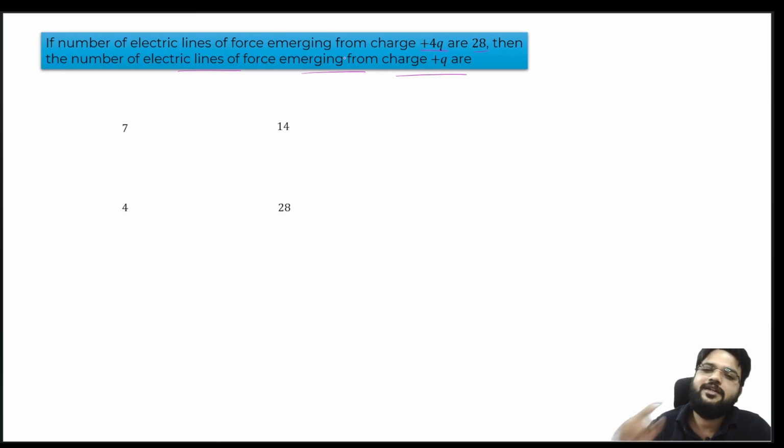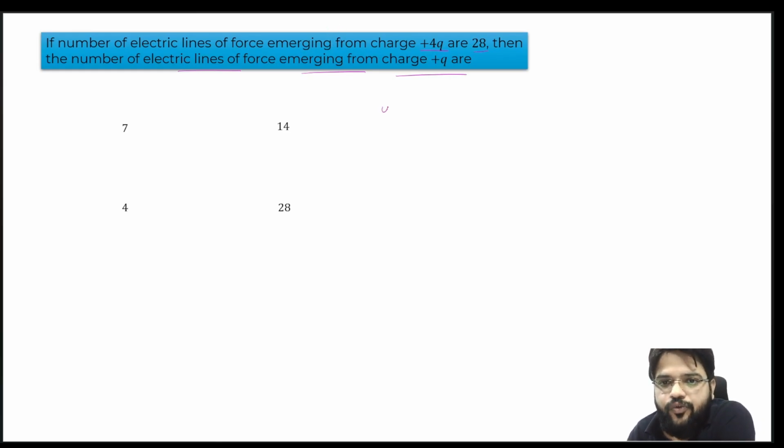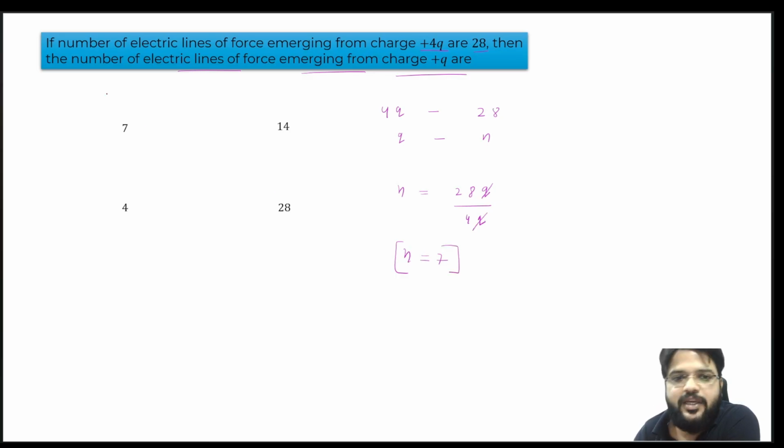All right, so let's see how we can do this question with the help of the unitary method. For the 4q charge, how many lines are we using? It is 28. So for the q charge, let's suppose the number of field lines required is n. So the value of n is what? It is 28q divided by 4q. So how much will we get, everyone? n equals 7. So the number of field lines required to represent plus q charge is 7. So the correct answer for the question is option A, everyone, 7.